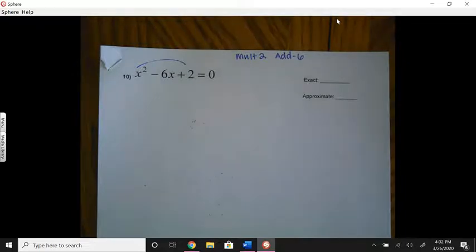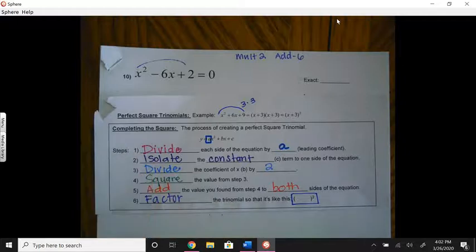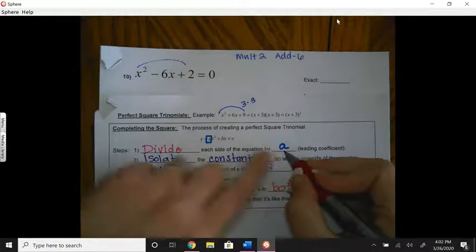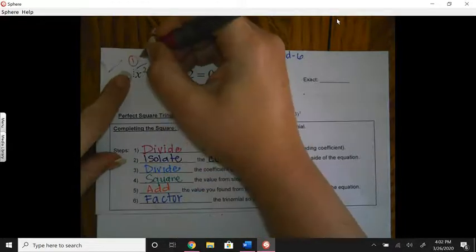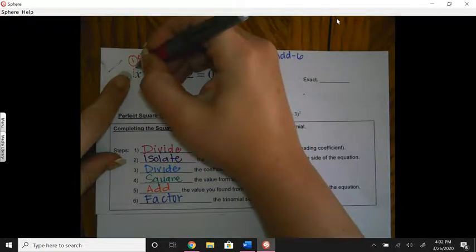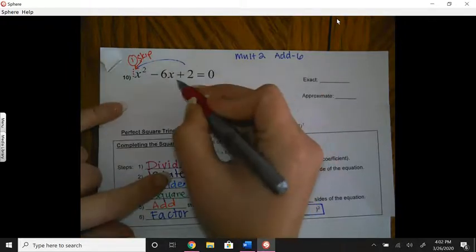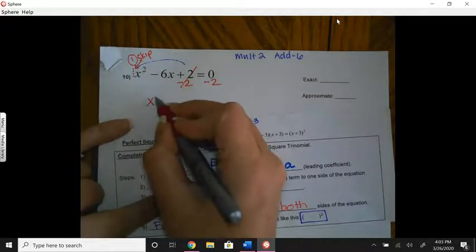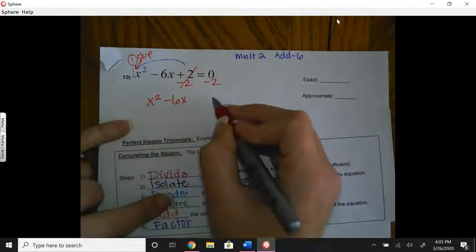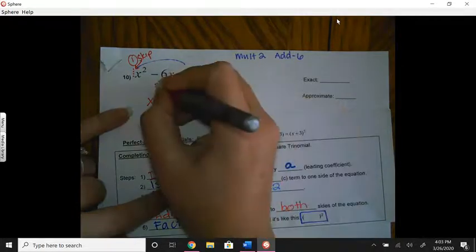So we're going to go ahead and use our steps here. The first step, step number 1, is we want the number in front of the a term to be 1. So since it already is, step 1 we can skip, because it's already 1. Step 2, we want the constant by itself. So we're going to subtract 2 from both sides, so the x's are together and the constants are on the other side. So this was step 2.